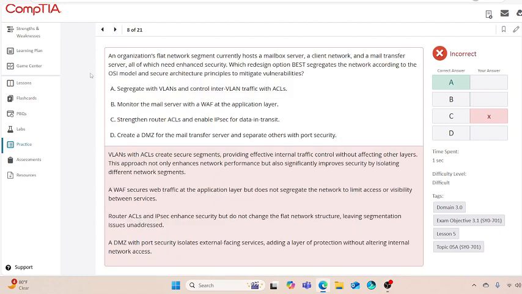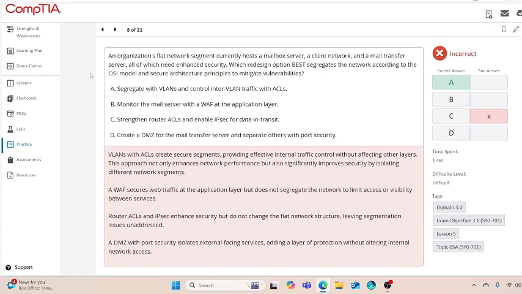An organization's flat network segment currently hosts a mailbox server, a client network, and a mail transfer server, all of which need enhanced security. Which redesign option best segregates the network according to the OSI model and secure architecture principles to mitigate vulnerabilities? Segregate with VLANs and control inter-VLAN traffic with ACLs.